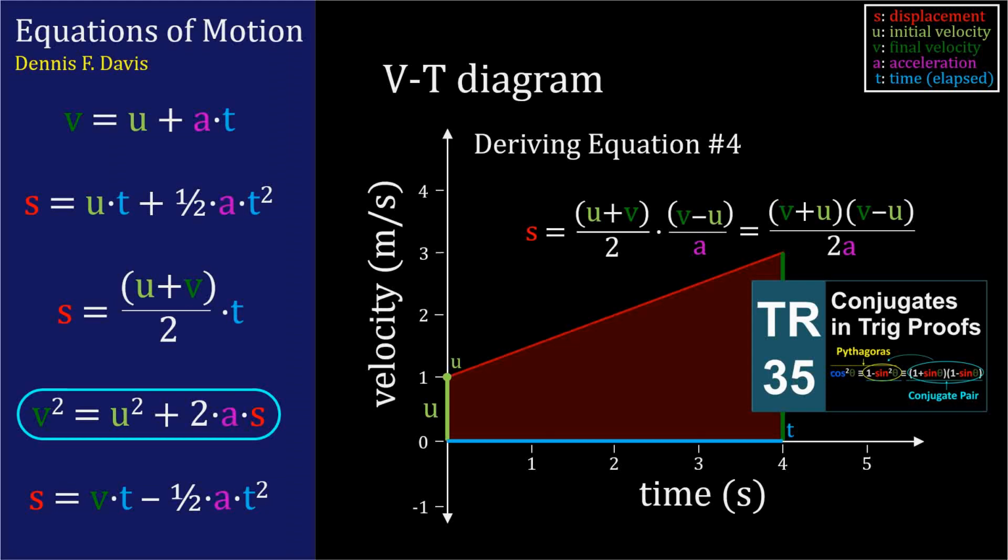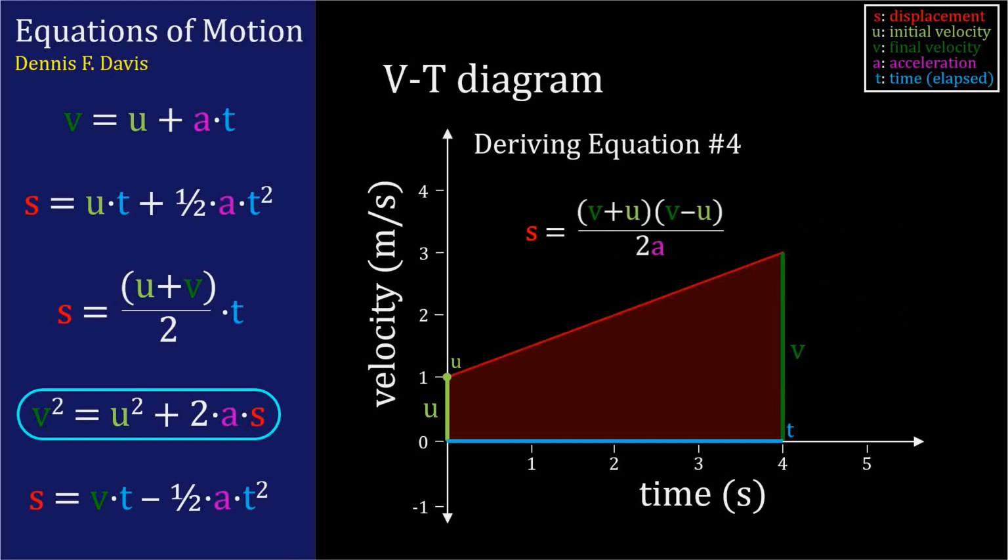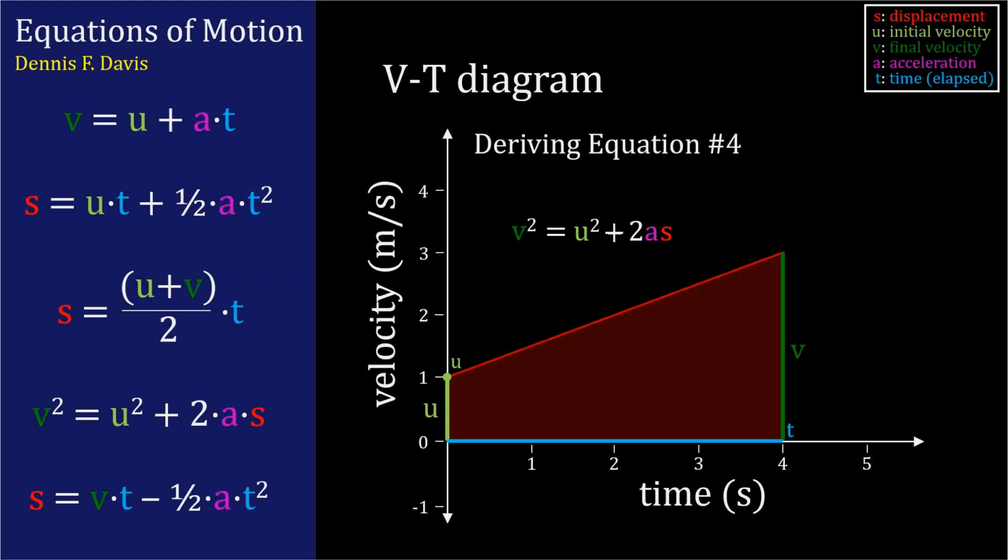The product of two conjugates is always the difference between their squares. So v plus u times v minus u is always v squared minus u squared. So our equation becomes s equals v squared minus u squared divided by 2a. The most common form of this equation isolates v squared, so v squared equals u squared plus 2as. And that's equation number 4. That leaves equation 5, which is very similar to number 3.